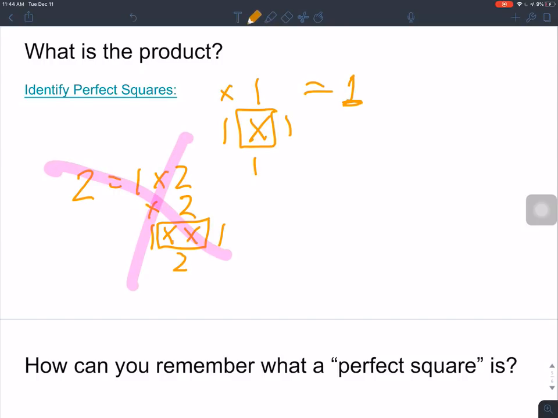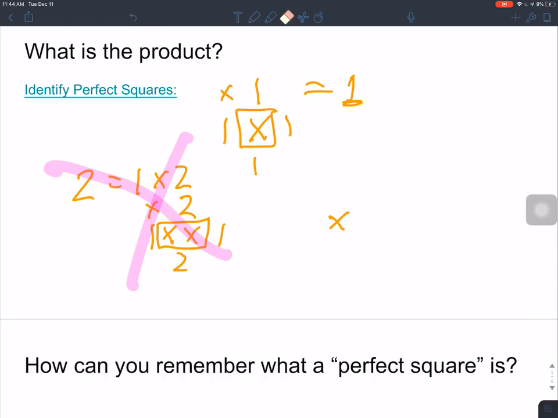What about the product 3? 1 times 3 equals 3. If I was going to draw an array, it'd be 1 row of 3. Does the product 3 make a perfect square? Again, it doesn't look like the sides are all equal, so that would not work.